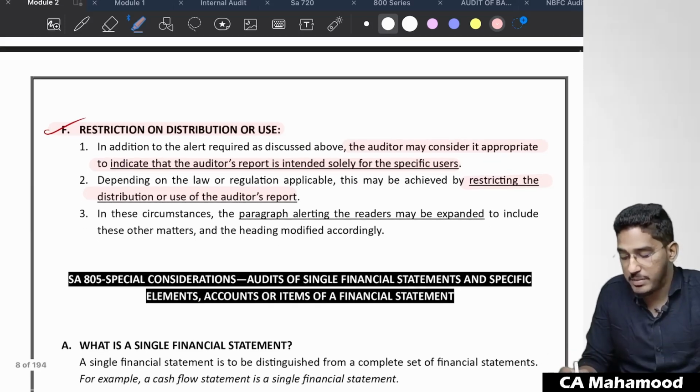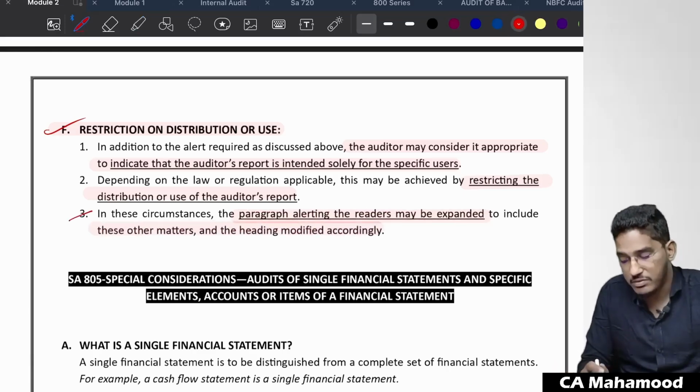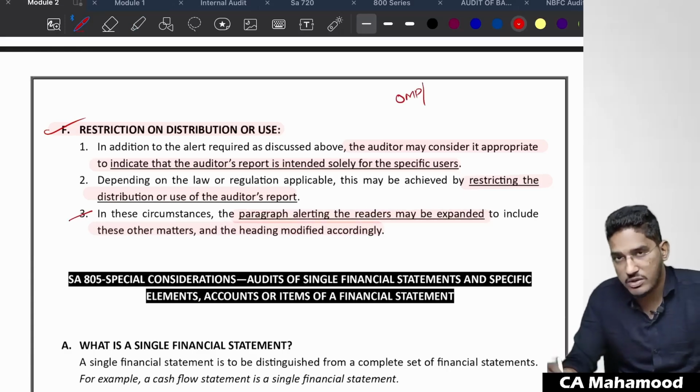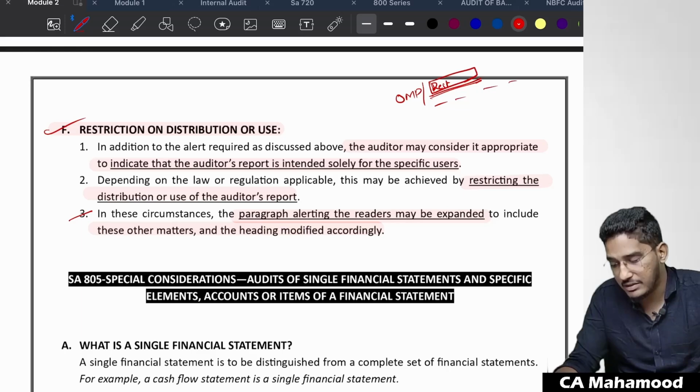In these circumstances, the paragraph alerting the readers may be expanded to include those other matters and the heading modified accordingly. So similarly, you can expand whatever paragraph you are adding. As I have told, either you can highlight that information in the other matter paragraph, or you can use altogether a separate paragraph. If you are using a separate paragraph, update the heading. You can say restriction on usage, or restriction on distribution of usage. So add that paragraph with the heading and say that clearly in that other matter paragraph.